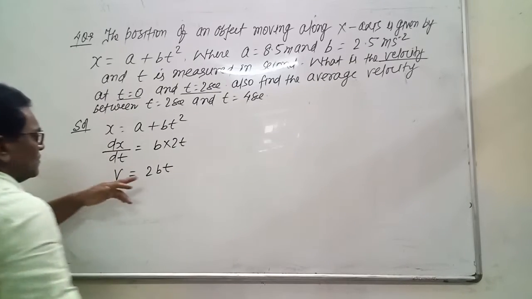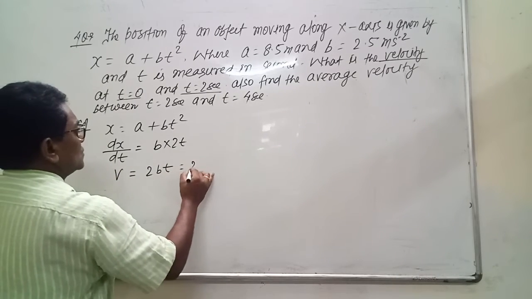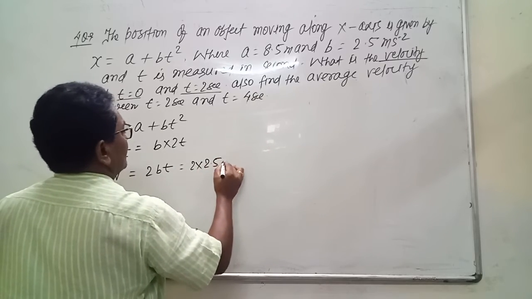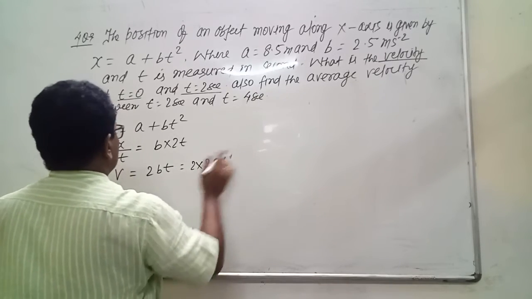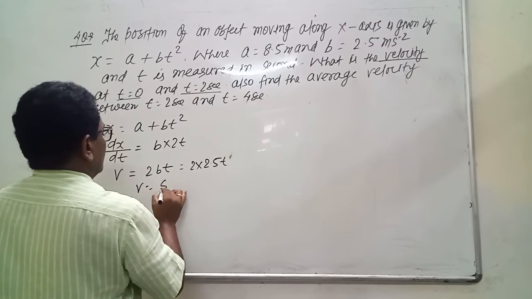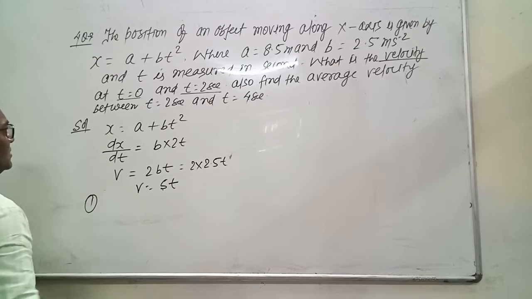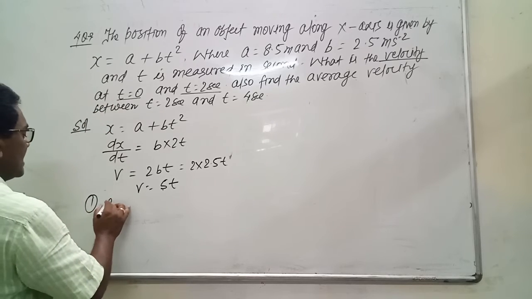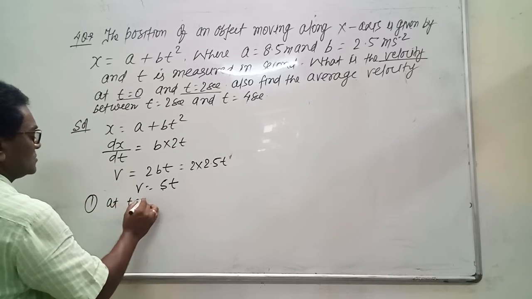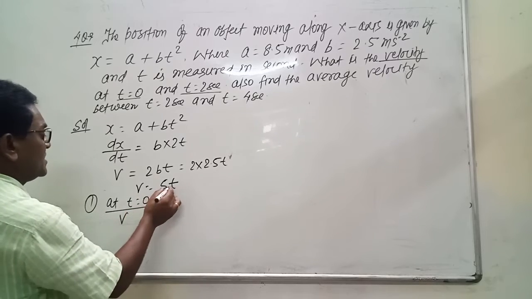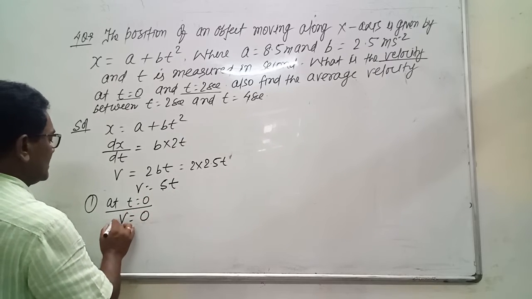Now put the value of b. So 2 into the value of b, which is already given as 2.5t, so it becomes v equals 5t. Now the first part, we have to find the velocity at t equals 0. So at t equals 0, put the time t equals 0, so velocity v becomes 0.